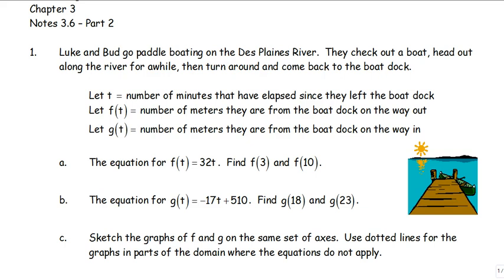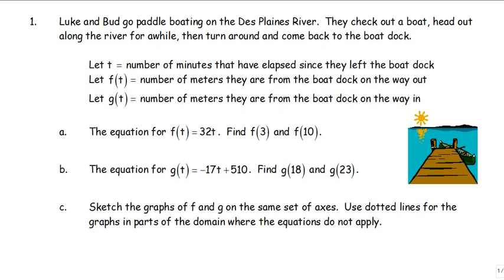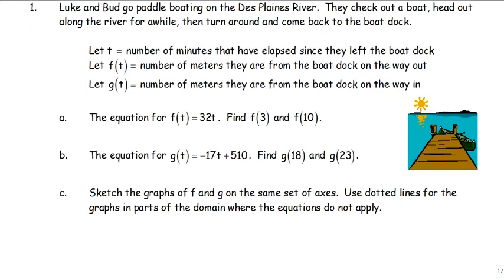T is the number of minutes that have elapsed since they have left the boat dock. F of t is the function that they use to show how far they are from it on the way out. Then there's a different function for when they're coming back in. And they give you the two equations. F of t is 32t. Find f of 3 and f of 10.